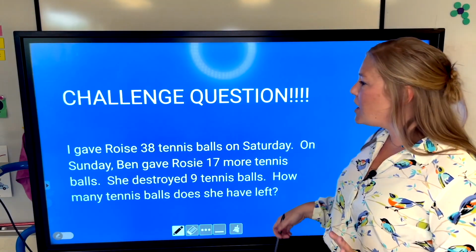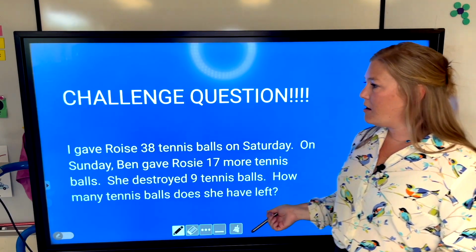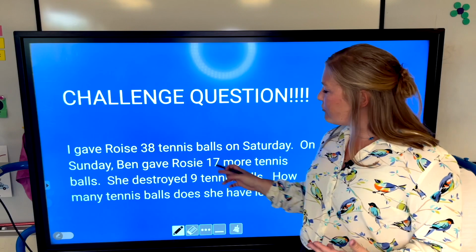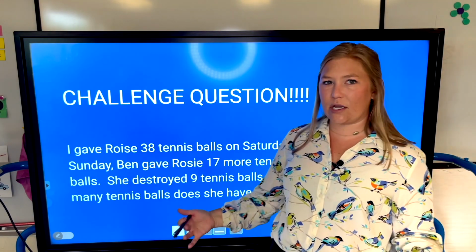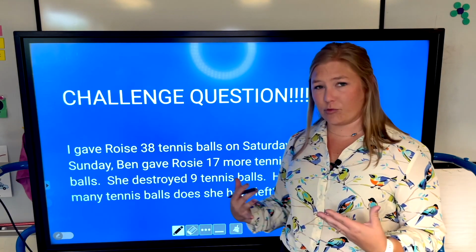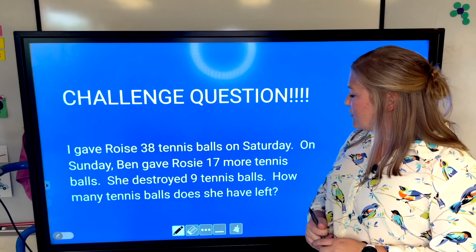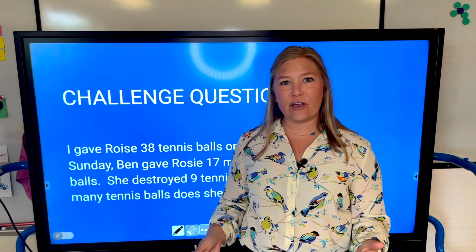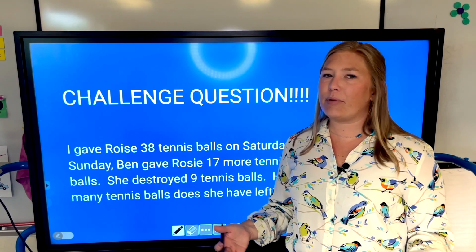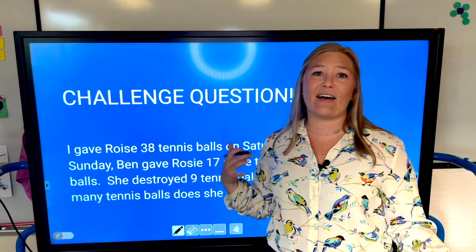So here we go. I gave Rosie 38 tennis balls on Saturday. On Sunday, Ben gave Rosie 17 more tennis balls. She destroyed 9 tennis balls, which is true. She destroys tennis balls all the time. How many tennis balls does she have left? She was given so many, but then she still destroyed some. So now we don't know how many tennis balls she has left.